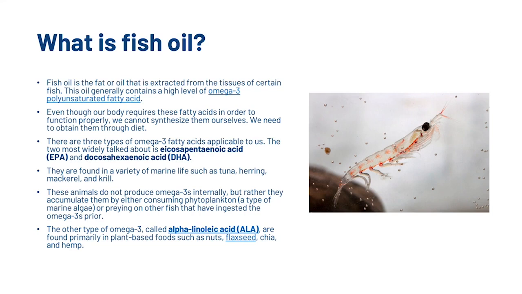There are three types of omega-3 fatty acids applicable. The two most widely talked about, we're going to call them EPA and DHA. They are found in a variety of marine life such as tuna, herring, mackerel and krill. These animals do not produce omega-3s internally, but rather accumulate them by either consuming phytoplankton, which is a type of marine algae, or preying on other fish that have ingested the omega-3s prior. The other type of omega-3, called alpha-linolenic acid or ALA, is found primarily in plant-based foods such as nuts, flaxseed, chia and hemp.